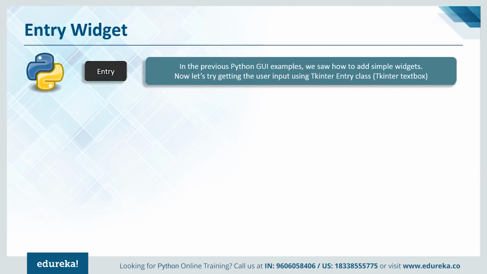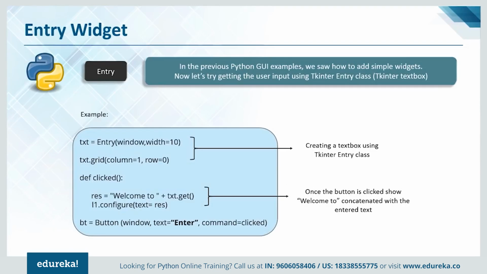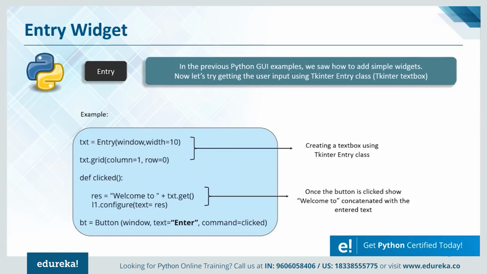Next I have for you guys is the entry widget. What is an entry widget used for? Simply put, it is used to create input fields in the GUI, guys. So check out this example code. Here we are creating a text box using the Tkinter Entry class. Grid is used to tell the code where we want the widget to be placed on the window.